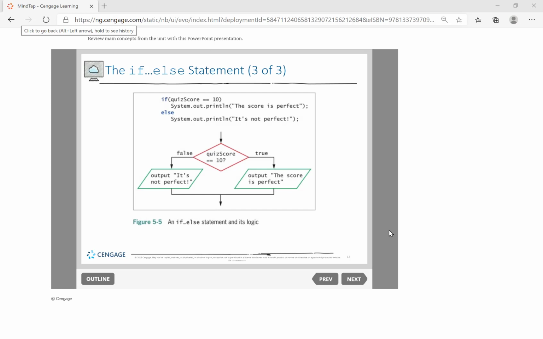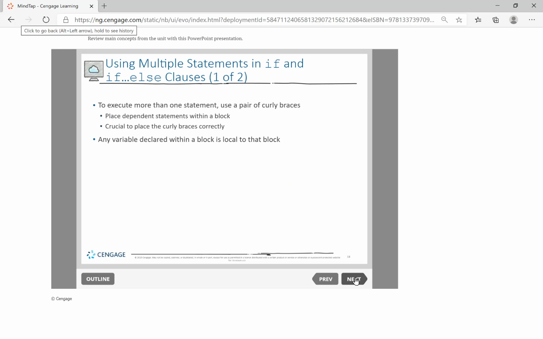Now you can't have an else without an if, but you can have an if without an else. Let's look at a single one-liners each. So if the quiz score is equal to 10, you're going to get the score as perfect. Else, it's not perfect. And you can kind of see the flow chart here going in the right directions. I didn't need braces in this one because it wasn't more than one line, whether it's true or whether it's false. So if you are executing more than one statement within the if or if-else structure, you need to use a pair of curly braces and place any dependent statements, whether it's true or whether it's false, within the block.